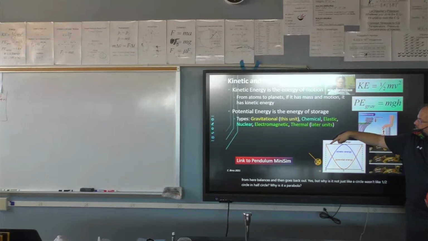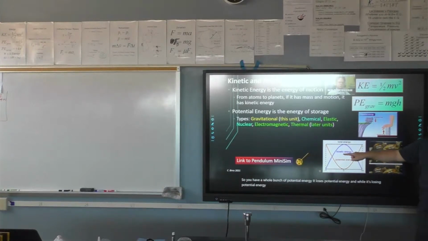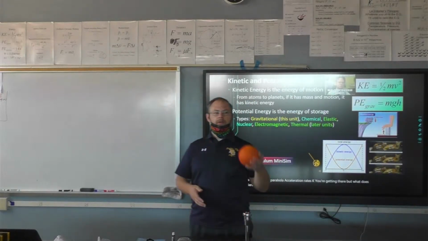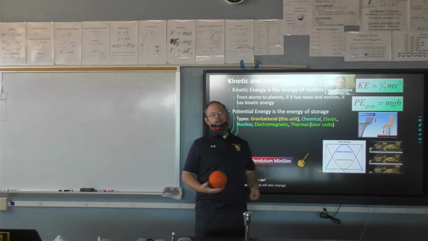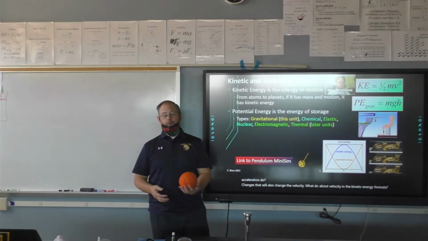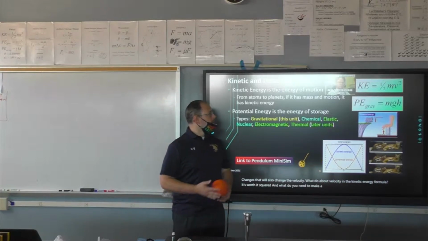So you have a whole bunch of potential energy. It loses potential energy, and while it's losing potential energy, it's gaining kinetic energy, and vice versa. So why is it a parabola? Acceleration rates? Okay, you're getting there, but what does acceleration do? Changes the velocity. What do you know about velocity in the kinetic energy formula? It's squared. And what do you need to make a parabola? A square. Something squared. So that's what's happening.